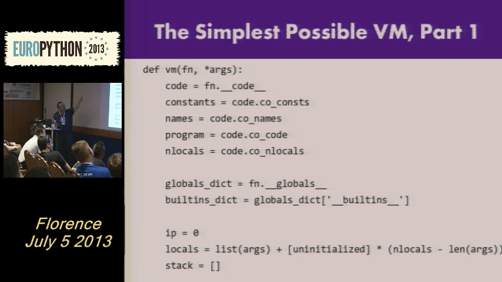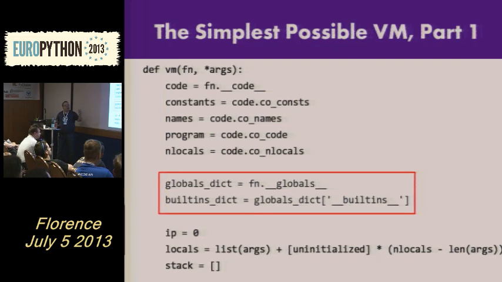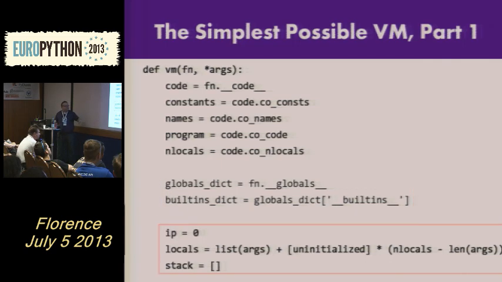Def VM takes a callable object and takes star args. I declare all my local variables. Code is the code object. Constants is the constants table. Names is the name table. Program is the bytecode, and locals is the total number of local variables. Globals dict and built-ins dict: I have to pull the globals dict out of the function, and I have to pull the built-ins dict out of the globals dict. And then I use those for load global.